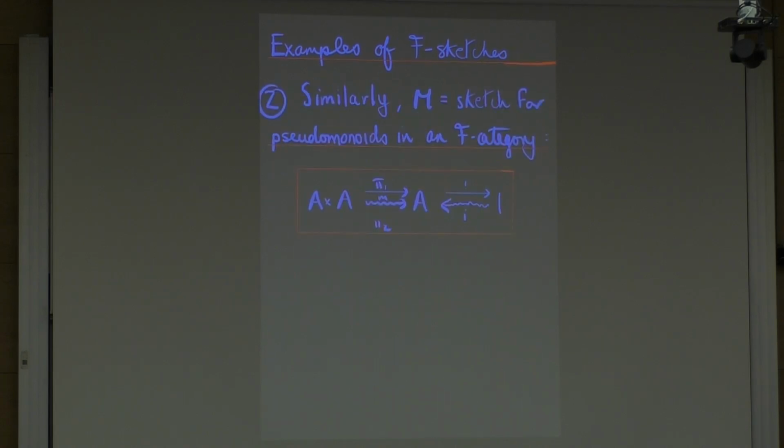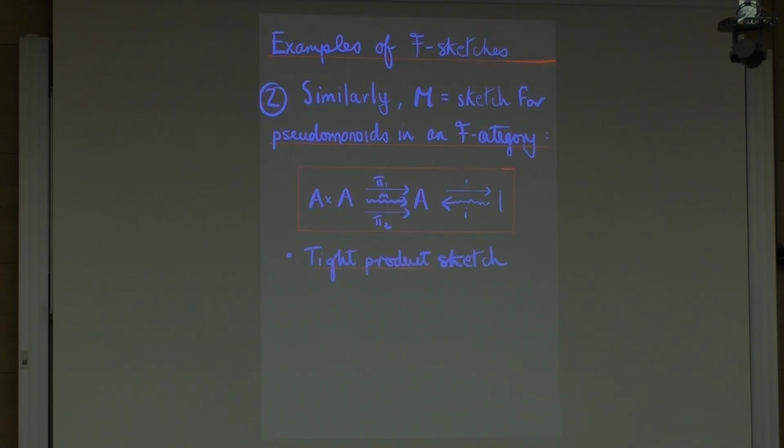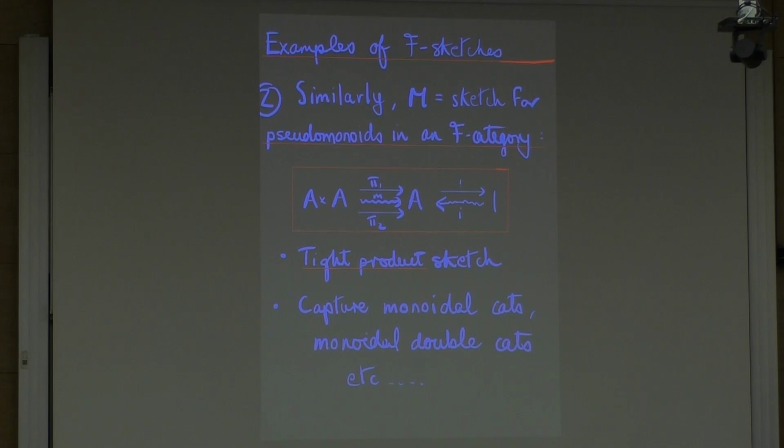Here's a simple example. I haven't written it down in much detail. There's even a missing top to that. But that's a sketch for a pseudo-monoid in an F-category. The main thing I'm emphasizing here is I want to say things like pseudo-monoid in an enhanced 2-category rather than in a 2-category, which is actually the interesting thing that brings something new, I would say. It's a type product sketch, which captures monoidal categories, also monoidal double categories, things like that.